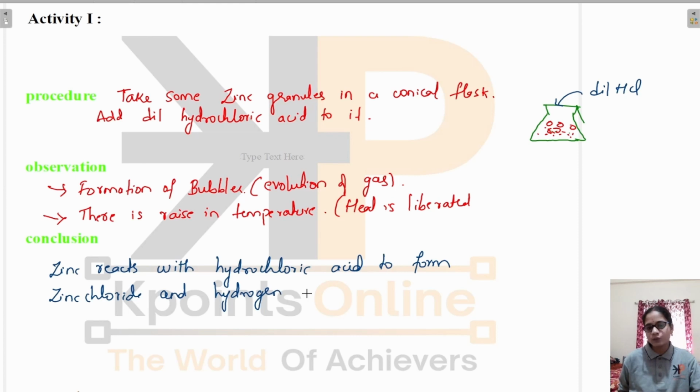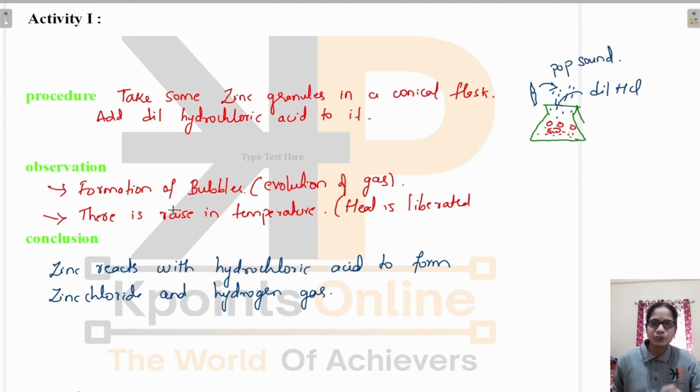How do you say that hydrogen gas has been produced here? By doing a pop test. When there is an evolution of gas here, we have to bring a burning candle near this. Then what happens? The gas burns with a pop sound. If it is hydrogen, it indicates that the liberated gas is hydrogen. It will burn with a pop sound.